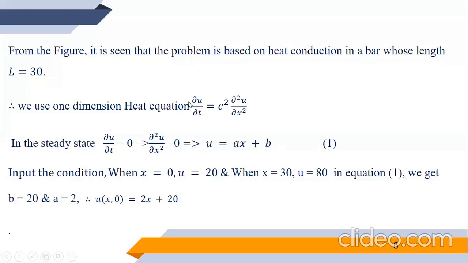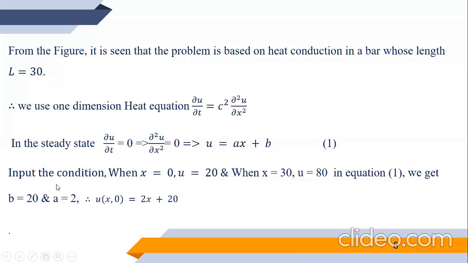So again, in this problem, we use one dimension heat equation. Here steady state condition is given. So we consider del U by del T is equal to 0. Steady state condition, that means temperature does not change with the time. That means temperature is constant, and the derivative with respect to time is 0. So this is 0, therefore we get U is equal to AX plus B.